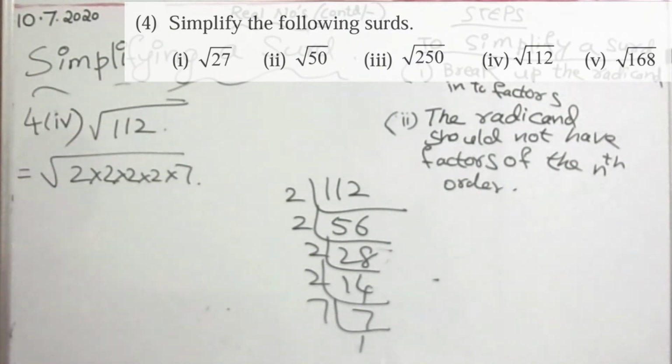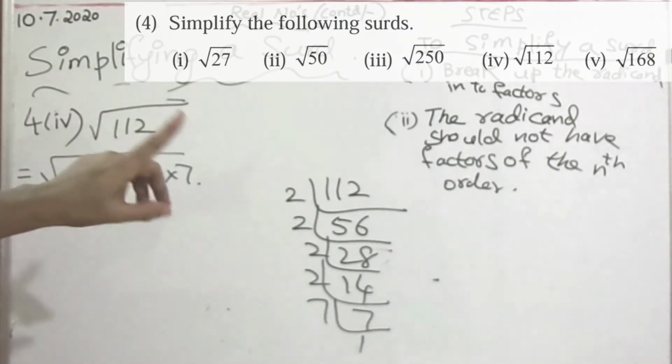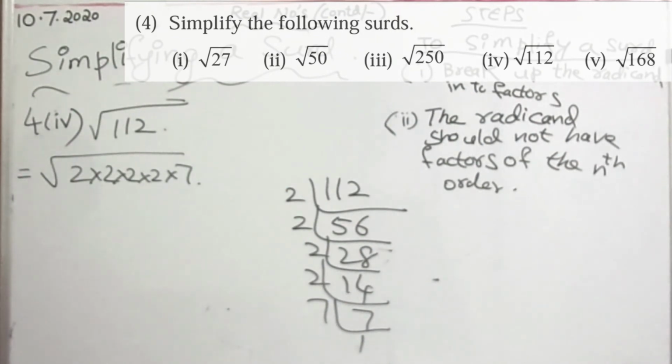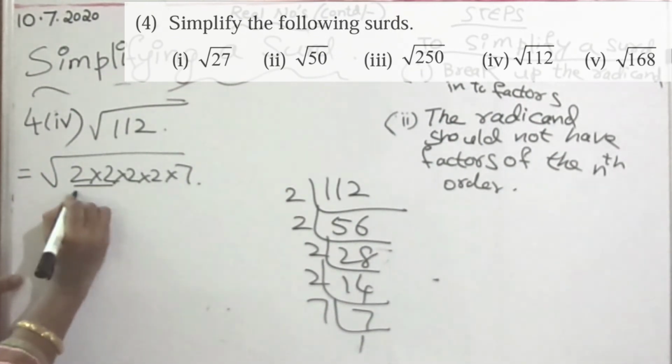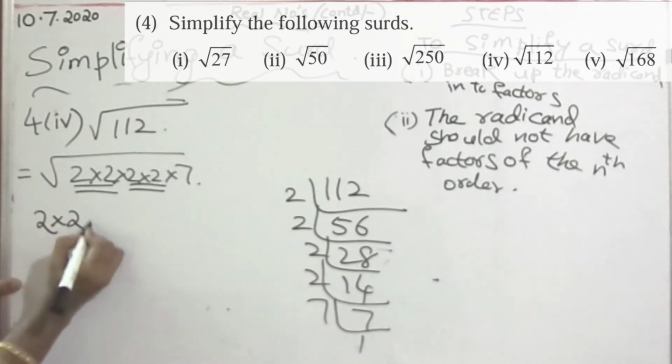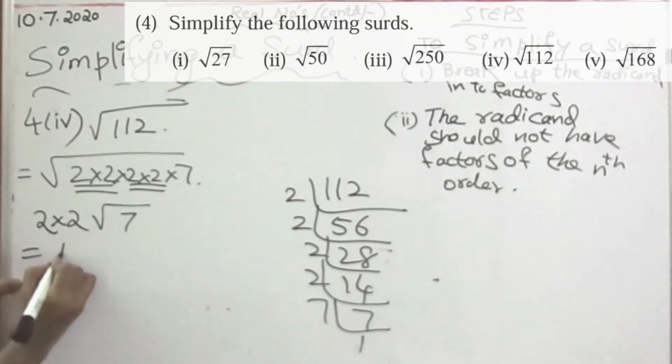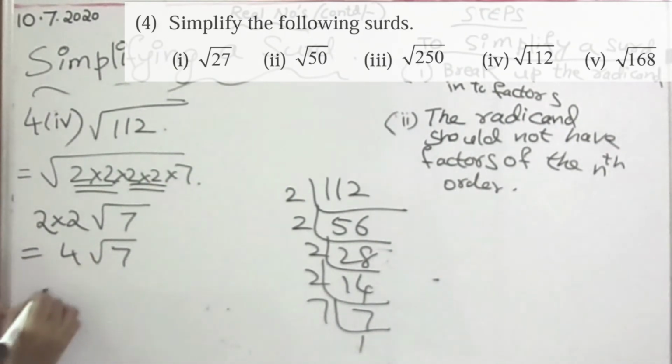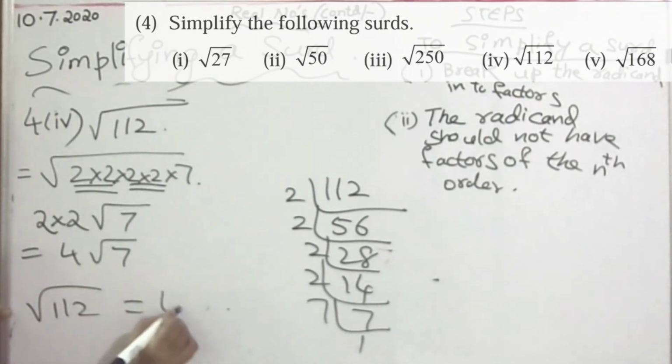Okay, so the first condition, we broke up the radicand into factors. Now next is the radicand should not have factors of the nth order. What is the order here? 2. So anything which is repeated 2 times will come out. Here one more 2 is repeated 2 times. So you get 4 root 7. So root 112 is simplified to 4 root 7. Have you understood?